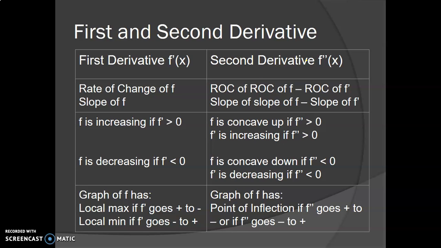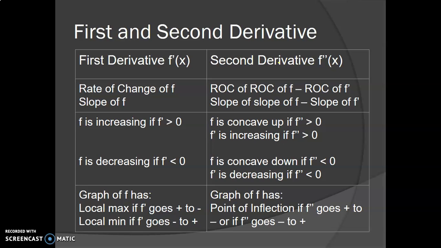The second derivative, again, that's just the derivative of the first derivative, so f double prime of x. So that's the rate of change of the rate of change of f. Another way to think about that is that the second derivative is just the rate of change of f prime. So it's the slope of f prime. Basically, the second derivative tells you how the first derivative is changing, the rate of change of the first derivative.